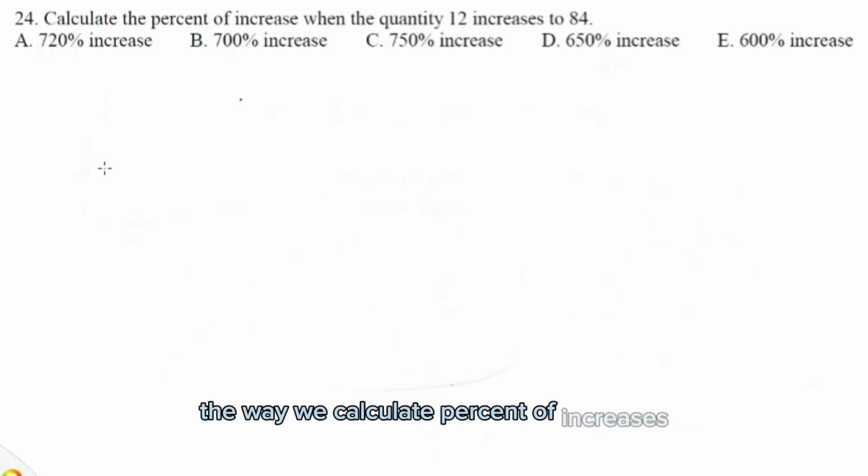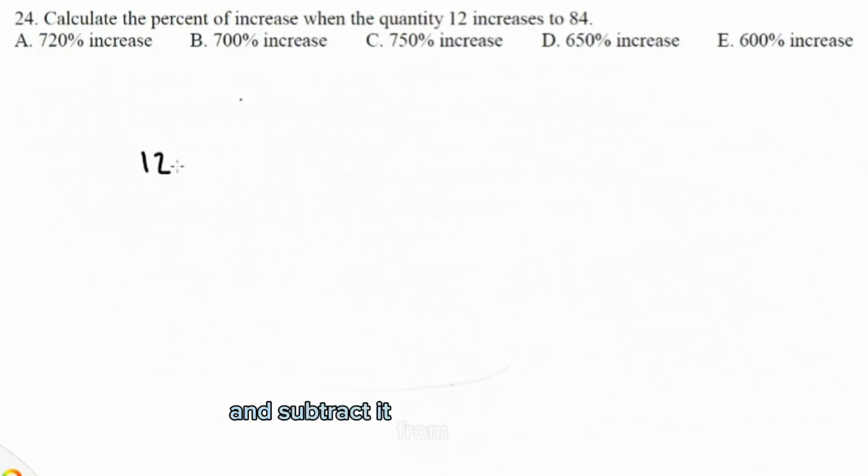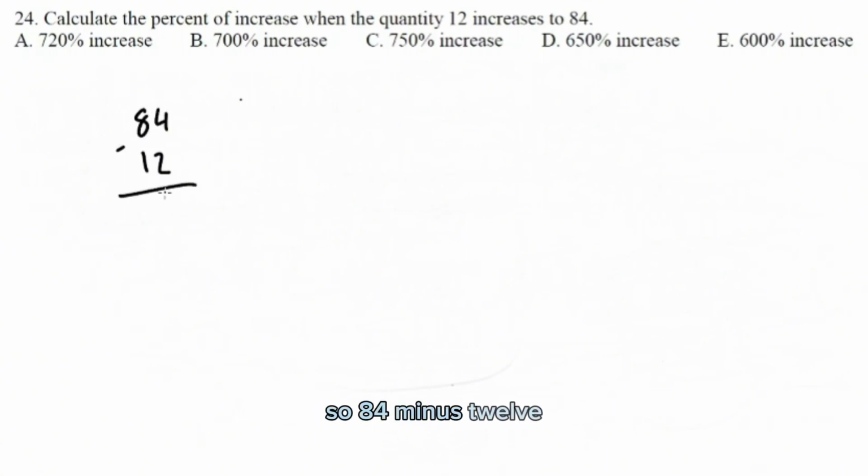Next, calculate the percent of increase when the quantity 12 increases to 84. The way we calculate percent of increase is we take the original number, which is 12, and subtract it from the new number, which is 84. So 84 minus 12 gets us 72. Next, we take the result, 72, and divide it by the original number. So 72 divided by 12 is equal to 6.